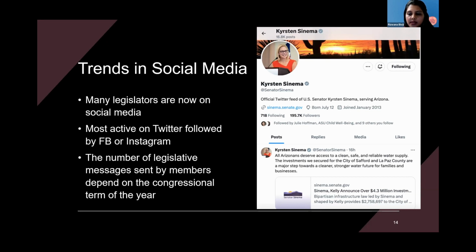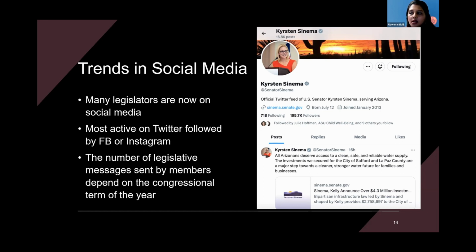And the number of legislative messages sent by members depends on the congressional term of the year. So of course, they're going to be more active when the legislature is in session and when it's time for elections or re-elections. So one thing to know is that this year, we are very active when it comes to legislation, both at the state and federal level, especially at the federal level, given that next year is the election year. And that means it's a shorter year for the legislators. So be on watch, right? Be current with what's going on. Look at what bills are being passed, what is happening, both at the state and the federal level.